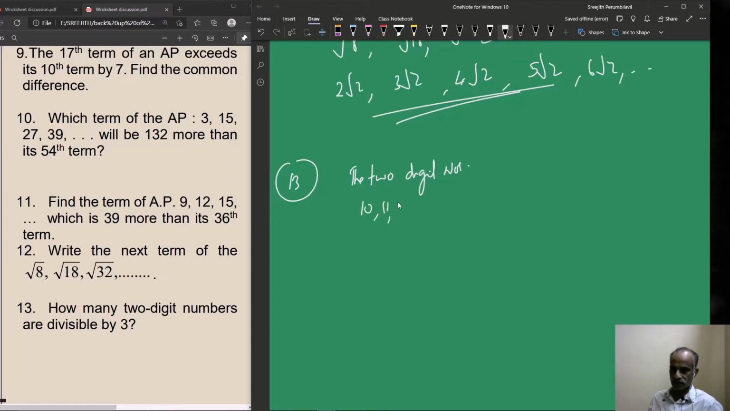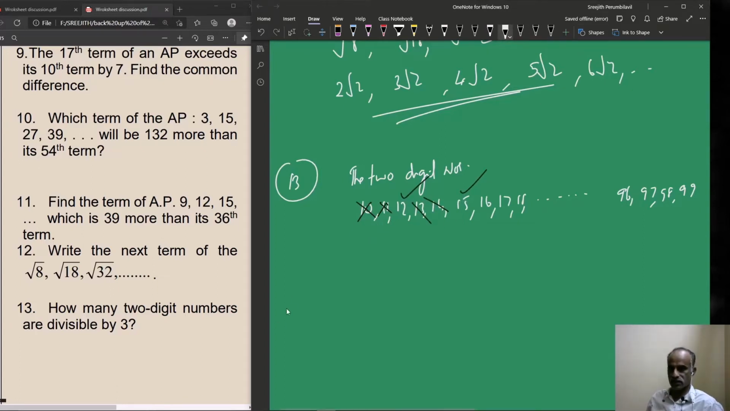10, 11, 12, 13, 14, 15, 16, 17, 18, etc. up to 96, 97, 98 and 99. How many 2-digit numbers are divisible by 3? Out of this, is 10 divisible by 3? No. Then it's not divisible.